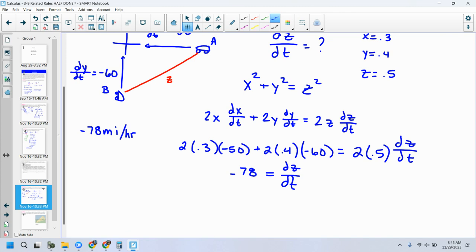So that one solely relied on the Pythagorean theorem. We didn't need any additional equations or anything like that. Just the Pythagorean theorem. All right, let's take a look at one more, shall we? Let's do it.